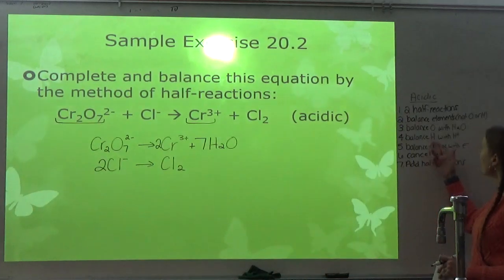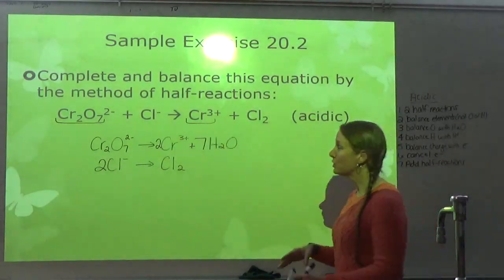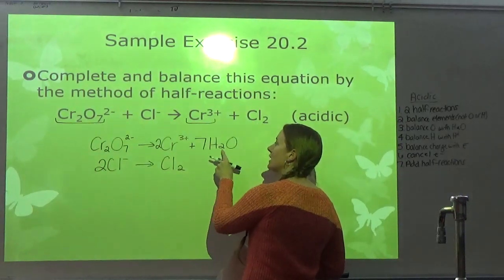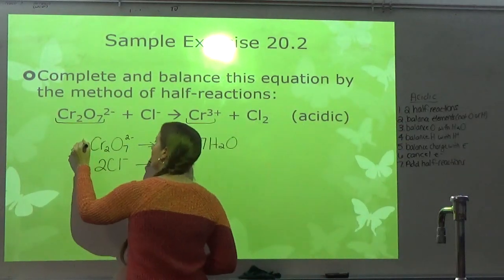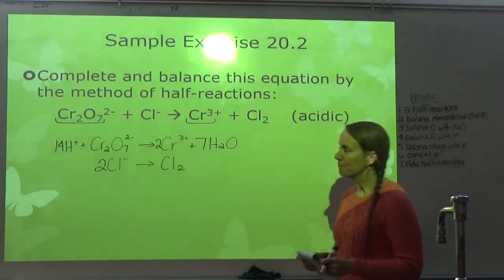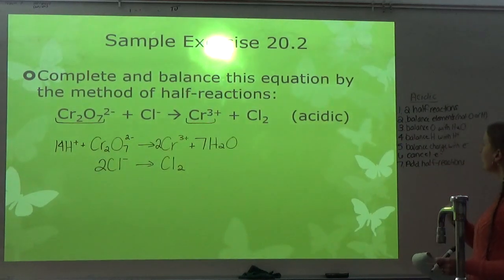Next, balance H by adding H+, because of course it's in an acidic solution, so there's going to be H+. I don't have any H's down here. I have 14 H's right here. So that means on this side, I need to put 14 H+, just like that. So we fixed O with water, and we fixed H with H+.